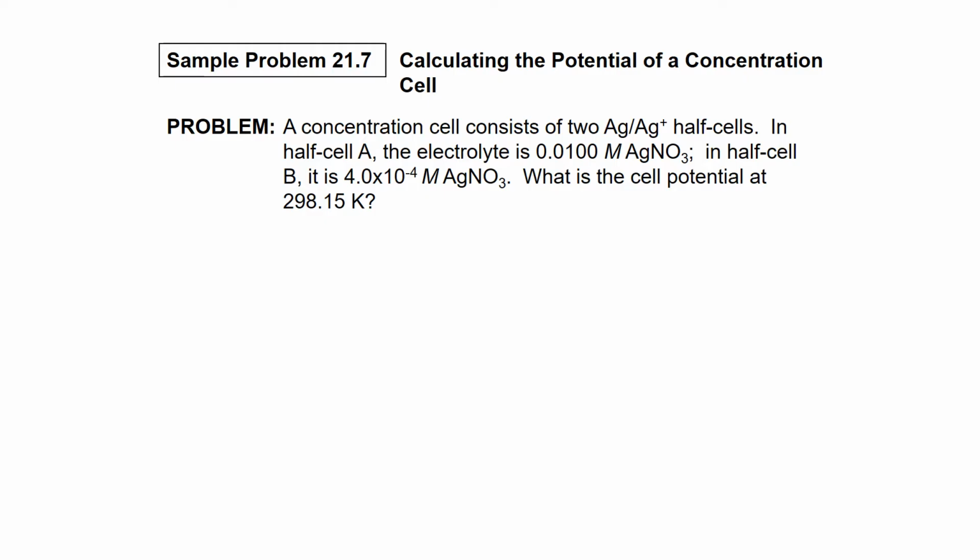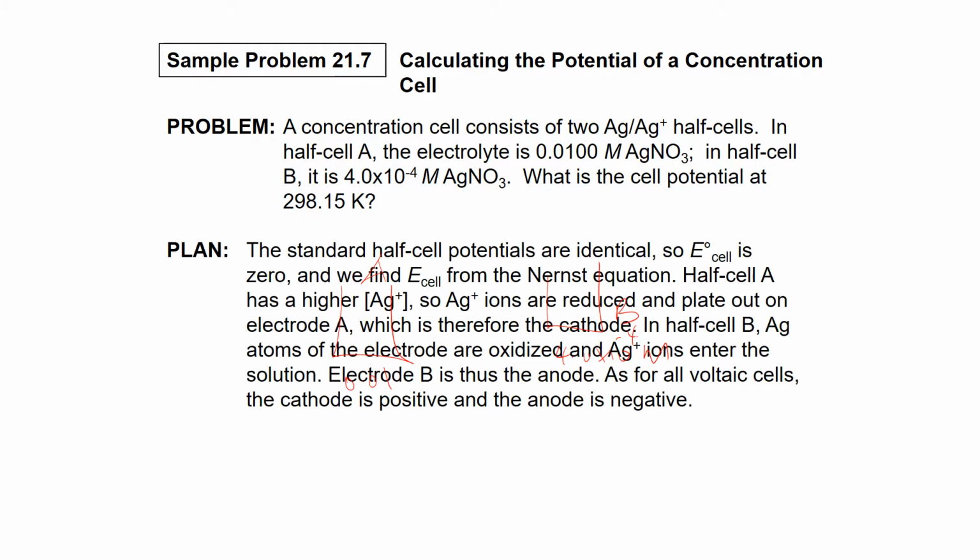We have an example here of a concentration cell consisting of two silver ion half cells. In half cell A, the electrolyte is 0.001 molar silver nitrate. In B, we have 4.0 times 10 to the power negative 4 molar. You are asked what the cell potential is at 298.15 Kelvin. If you look at your notes, you see the breakdown of how you approach that question.